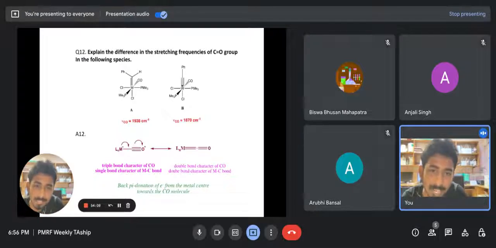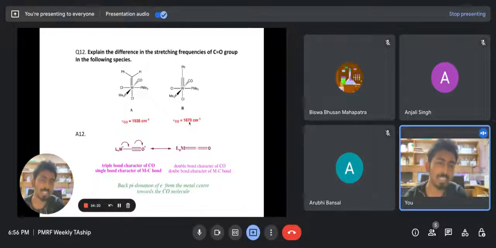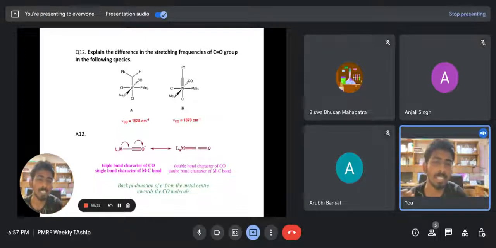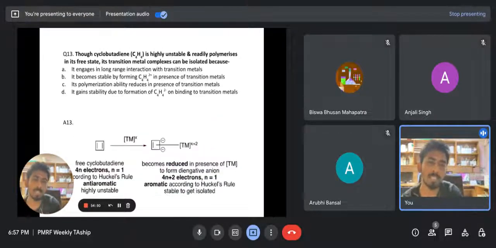So in this case, since carbynes are electronically richer than carbenes, the electronic push to the CO will be more in case B than in case A. That's why the ν CO in this case is quite low, but in this case the ν CO is quite high. So, for example, questions can be framed asking what other kinds of ligands are more electron rich. When the electron donating ability of the ligand is more, you will see the stretching frequency of the CO decreases. And if we have an electron withdrawing group, then the stretching frequency of CO will be higher. So that's how the questions might be framed.